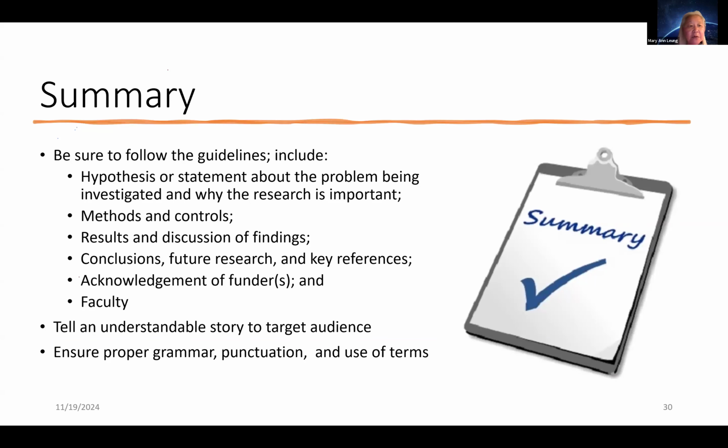So just to summarize, the abstract needs to include a hypothesis or a statement about why the research is important and basically motivate the work, go over what you did to investigate the problem. What did you find? How do you interpret those findings? And what kind of conclusions and future work does this lead you to? Always acknowledge your funders and your faculty advisors, and make sure that you're trying to tell a story that's going to be understandable to your target audience, someone not necessarily as familiar with the deep details of your work.